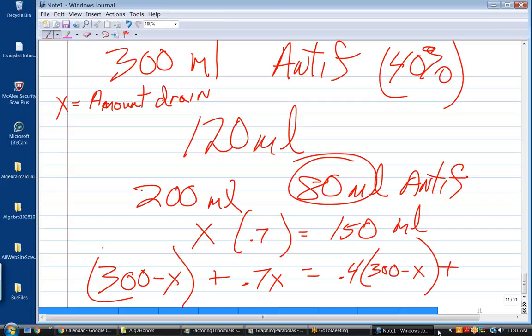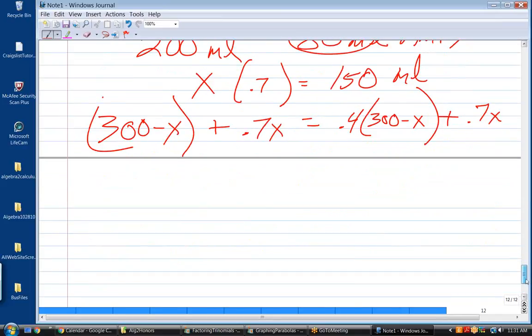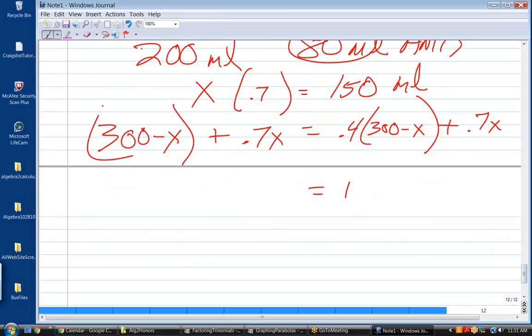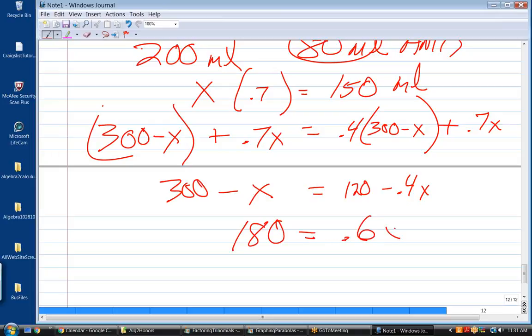Plus x times, doesn't make any sense. Actually, does it? Gives me 120 minus 0.4x equals 300 minus x. Might actually solve for it. Let me think here for a moment. Wait, give me 1 second. Sure. Go ahead. I'll be kind of thinking about this problem. Equals 300 minus x. So 180 would equal 0.6x. X would equal 30.